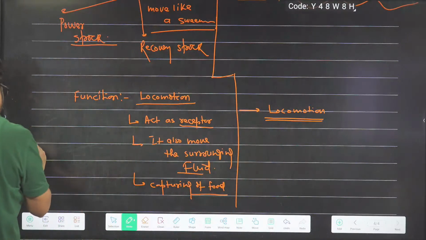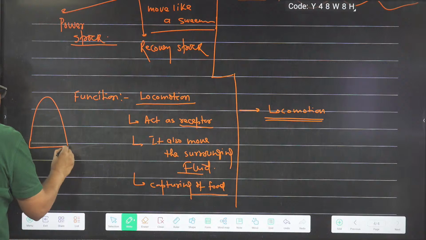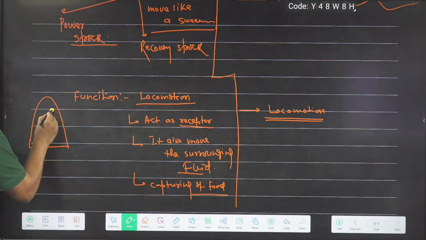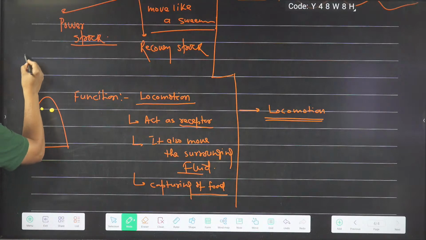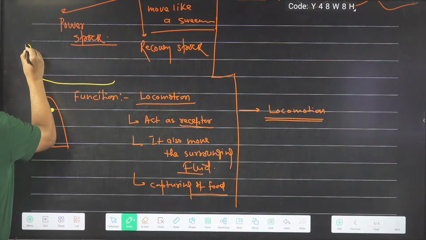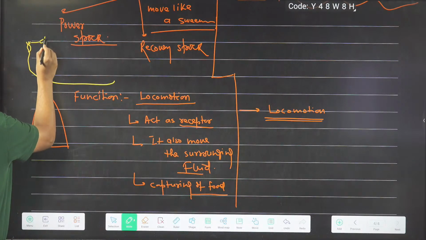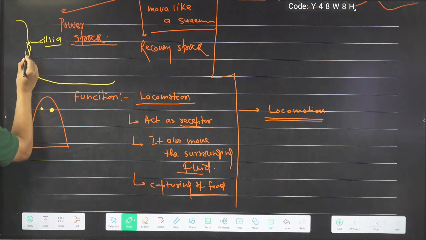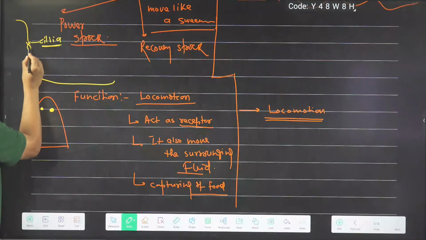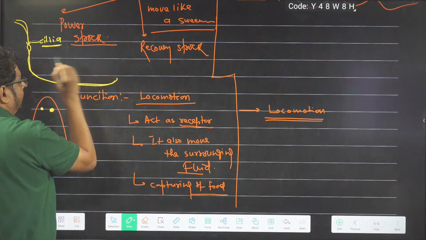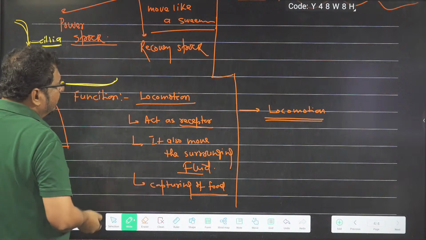Suppose that it is your tongue. In your tongue, taste buds are there, na? So here is a taste bud for sweet. What happens in the taste bud? The taste bud looks like this. It has nerves, and on the surface there are cilia. Suppose you are eating something sweet. These cilia act as receptors. They perceive the taste, and through nerves it is sent to your brain. Are you getting the idea? So cilia perform a variety of functions.